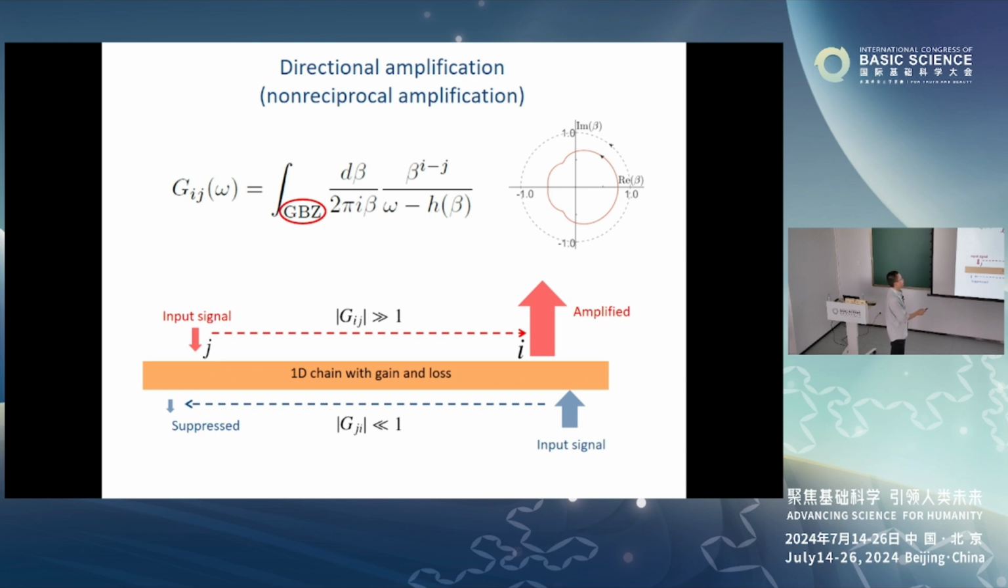If you write down the integral along the conventional Brillouin zone, then it will give you a wrong result. I don't have time to go into the details of this formula, but the result is that if you do the integral in the GBZ, then it will give you the correct value of the Green's function.